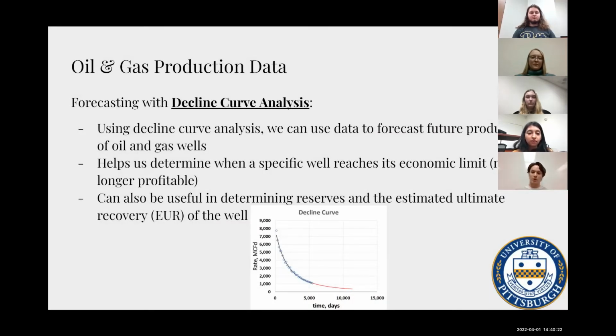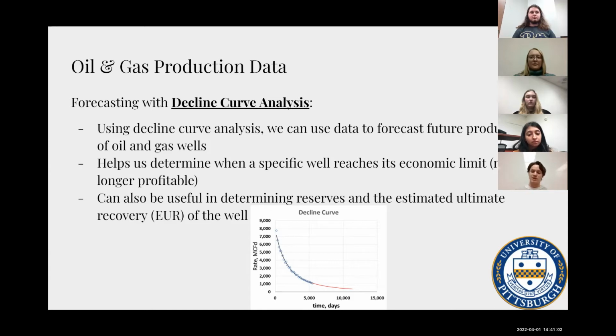So let's talk about what decline curve analysis is. It's a forecasting technique for oil and gas production data. And using this technique, we can use data to forecast future production of oil and gas wells, determine when a well will reach its economic limit, which is pretty much when it's no longer profitable for whatever company, in our case, CX Energy. And it can also be useful for determining reserves and the estimated ultimate recovery of the well. And that estimated ultimate recovery, the EUR, is just going to be pretty much the total reserves or the total production of oil or gas that each well will produce.